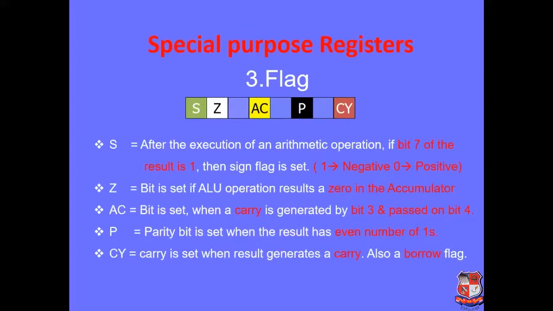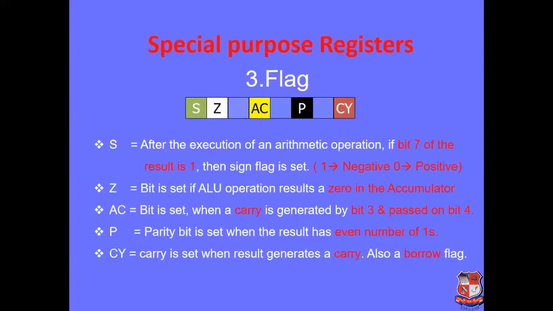The flag register. The S flag indicates sign flag. If after execution of an arithmetic operation, bit 7 of result is 1, then sign flag is set. It means the result is negative. If it is 0, then it is positive. Z flag or zero flag. After execution of arithmetic or logical operation, if the bit is set, it means there is a 0 in result of accumulator.